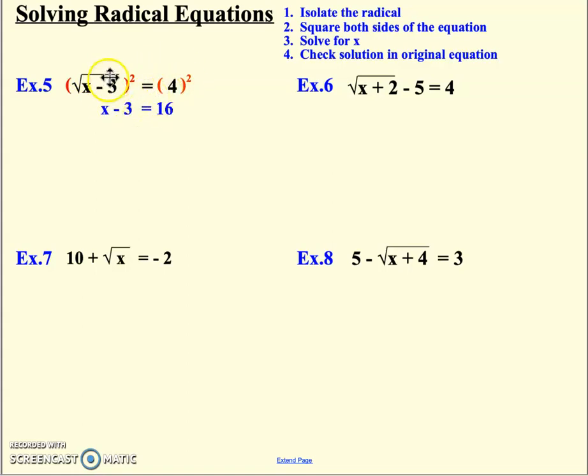You got to square that, so x squared minus 3 equals 16. Algebra here is pretty straightforward stuff. I mean, once you get rid of that root, this is easy algebra. And then comes a check.